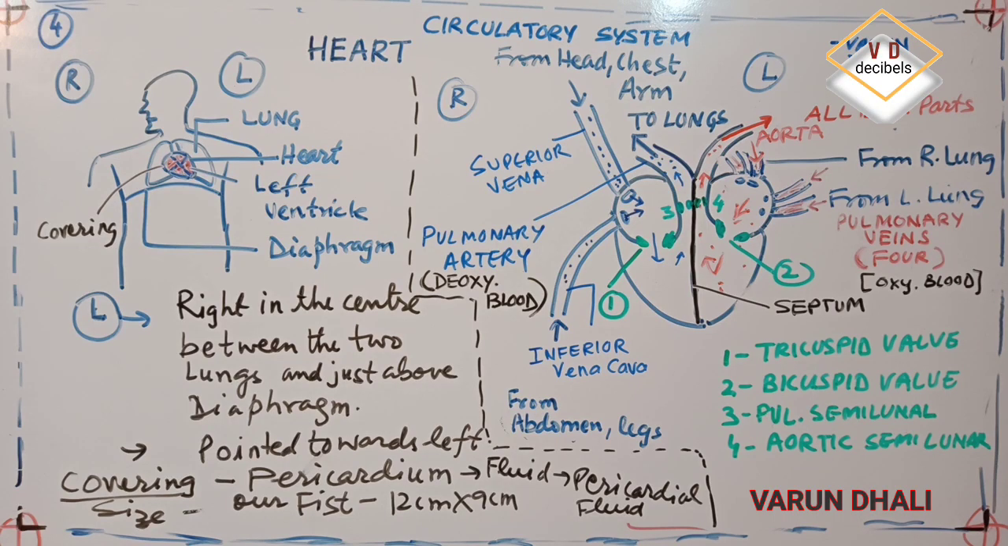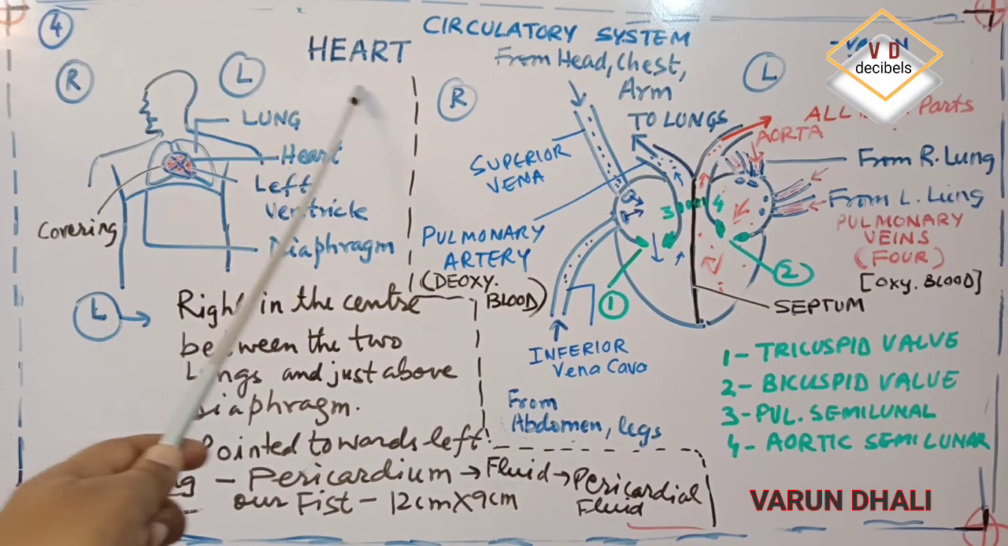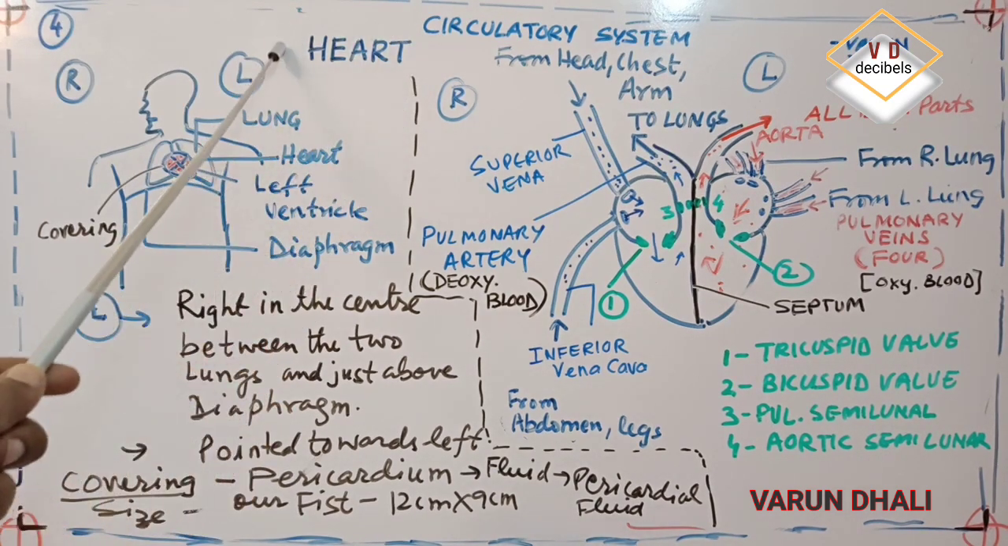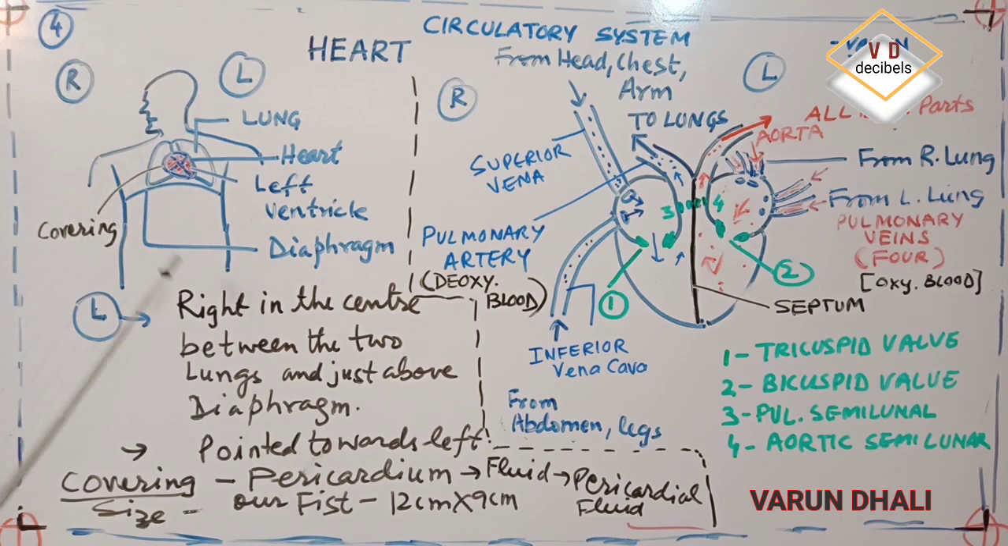blood. Heart is the main pumping organ for the blood. So it pumps the blood to all parts of the body. So let us understand the location of the heart in our body. In our body, this heart is located right in the center between the two lungs and just above the diaphragm.